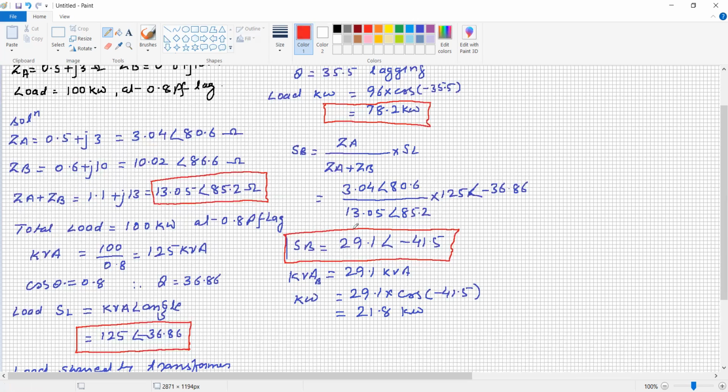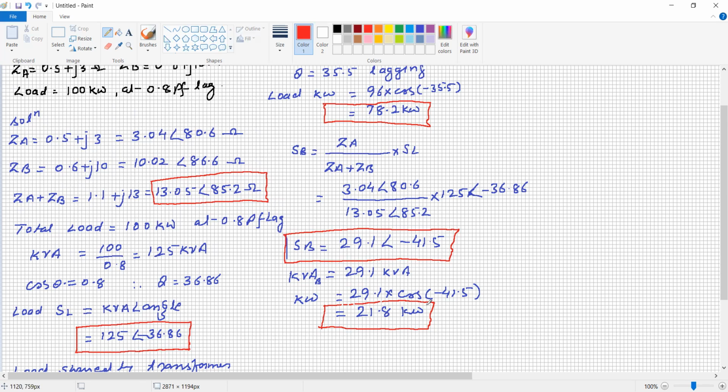This is the load shared by transformer B. Now look at the load shared by transformer 1 and transformer 2. Transformer A is sharing 78.2 kilowatt, whereas the load shared by transformer B is 21.8 kilowatt.